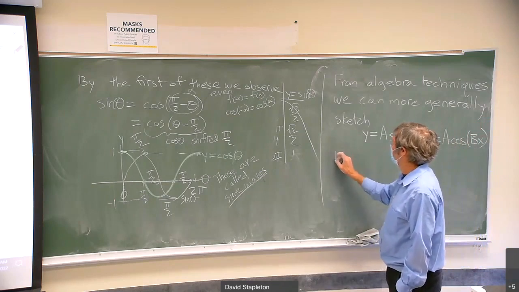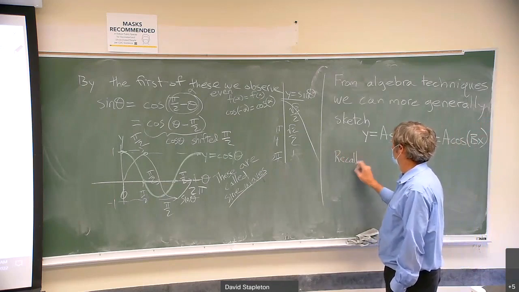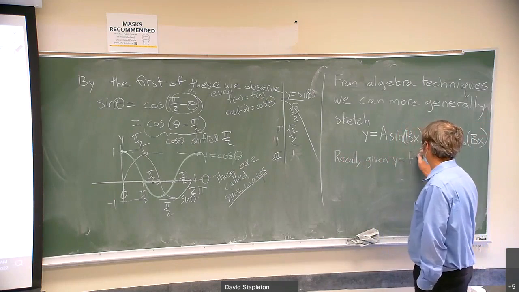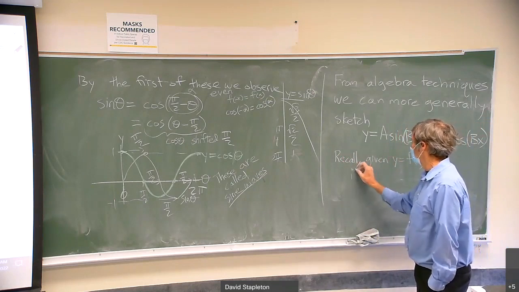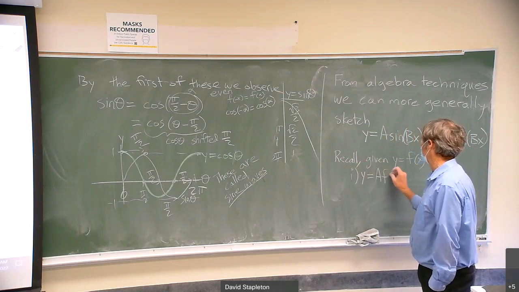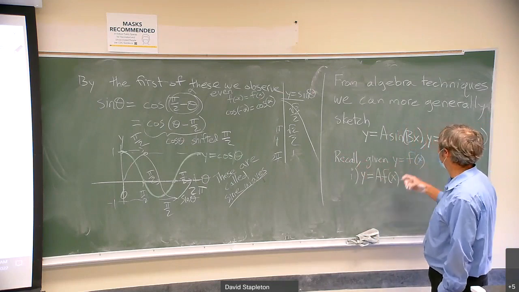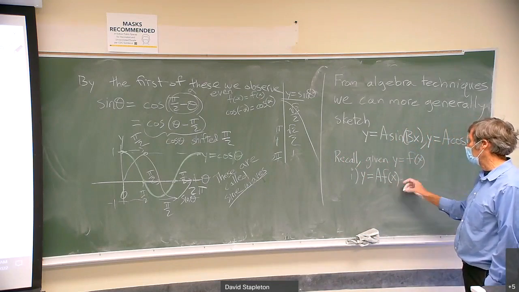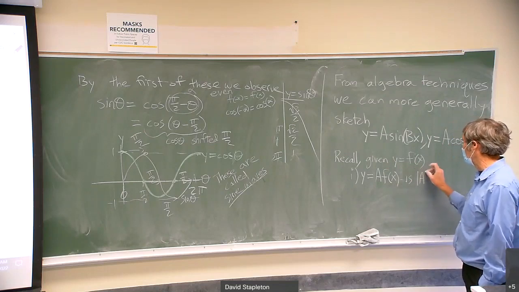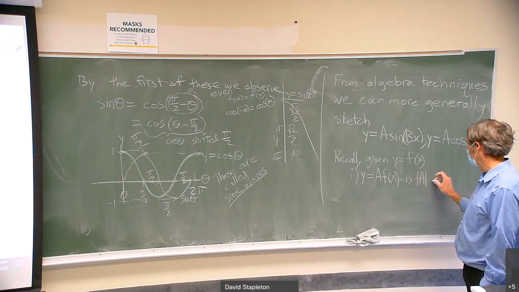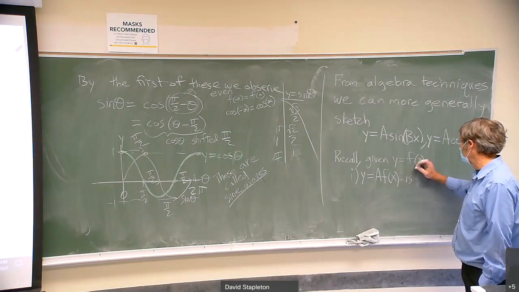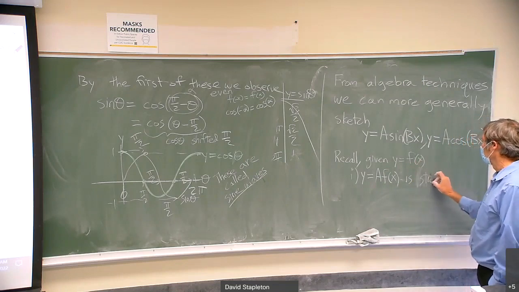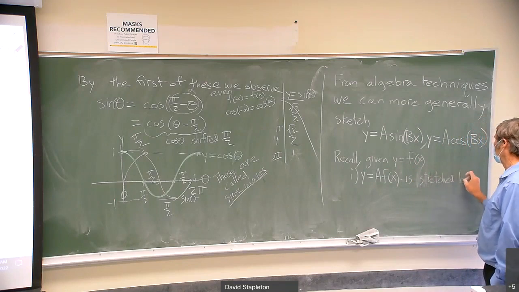Recall from algebra that given y equals f of x, how do we sketch y equals a f of x? If we multiply the function on the outside by a number a, what does that do? It multiplies every y coordinate by a, so it's absolute value of a times as tall. Let's say it's stretched or shrunk. If a is a half, then it's half as tall. If a is 2, then it's twice as tall, right? So it's stretched by absolute value of a.